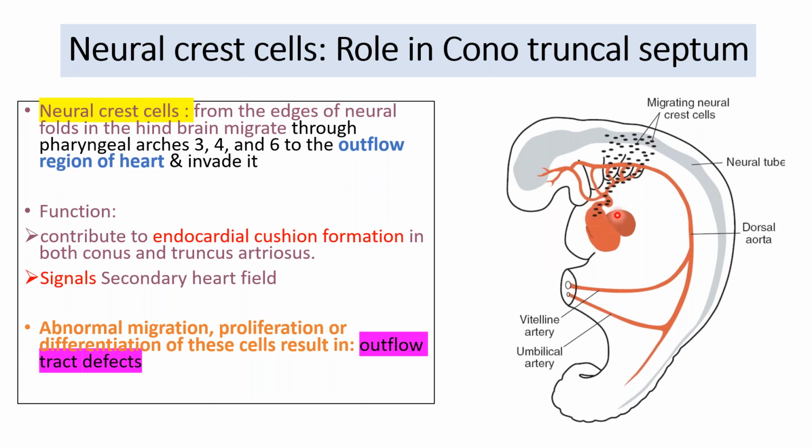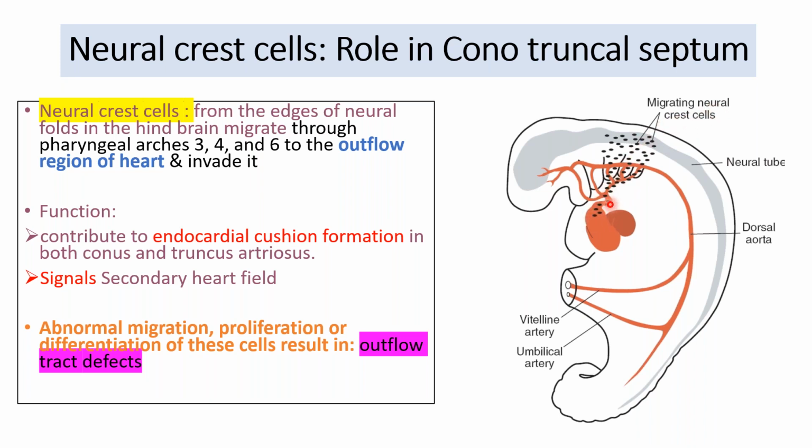Here, what are their functions? They contribute to the formation of endocardial cushions, in both the conus and truncus arteriosus. That means those conus swellings and truncus swellings which formed the conal septum and the truncal septum, and together formed the conotruncal septum, were formed from the endocardial cushions, and they are formed from the neural crest cells.